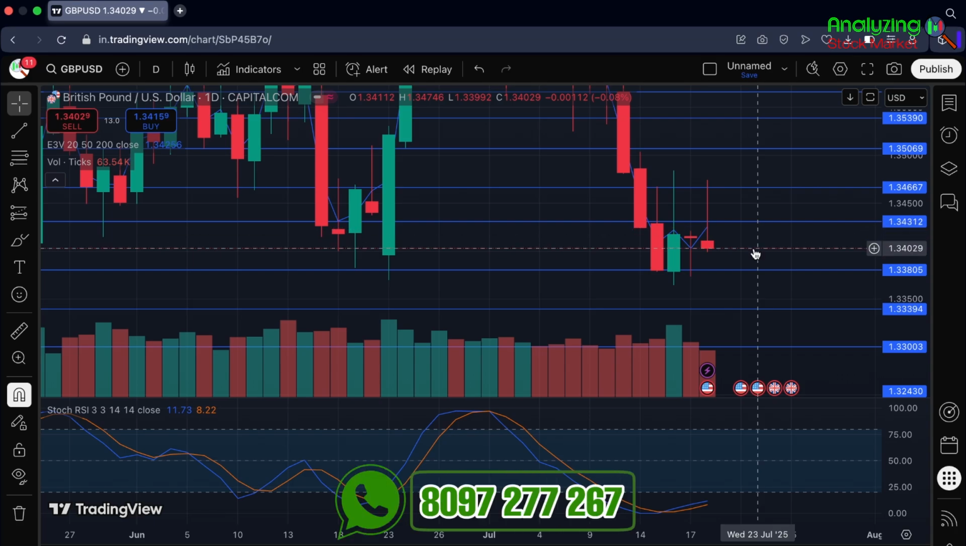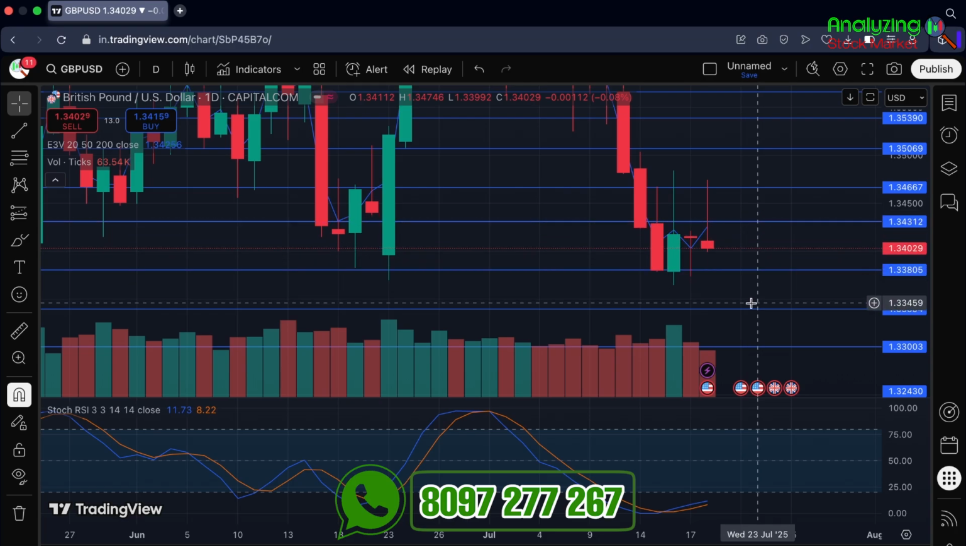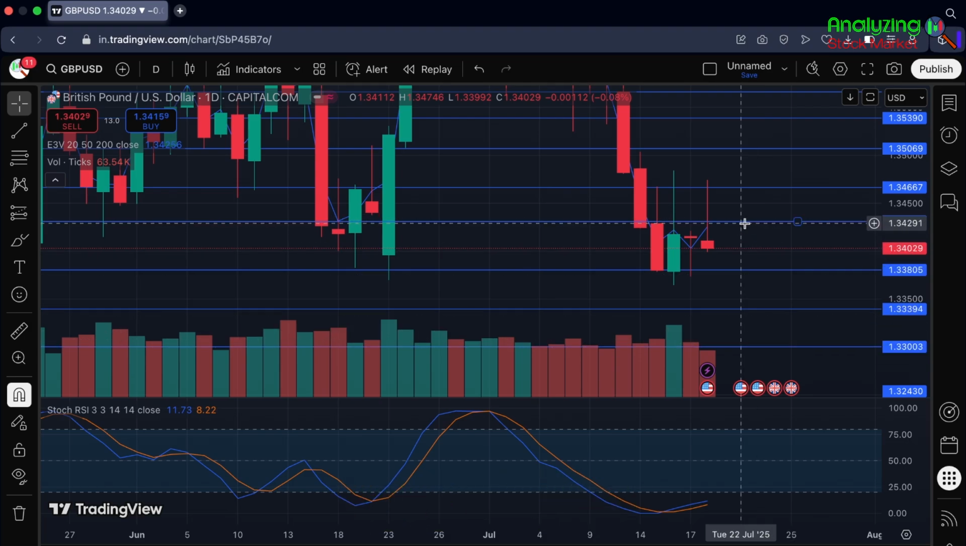Here the direct support is 1.33805 and the direct resistance is 1.34312. After the direct support, there is support at 1.33394 and then 1.33003. After the direct resistance, there is resistance at 1.34667 and then 1.35069.